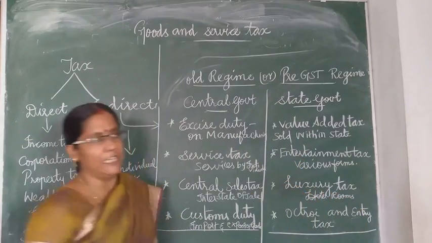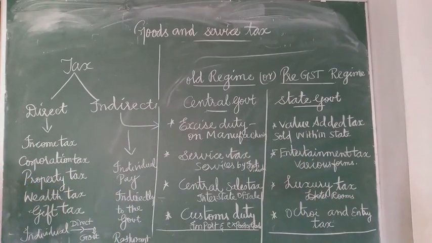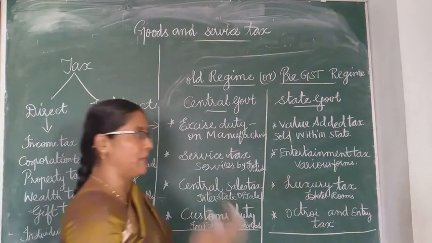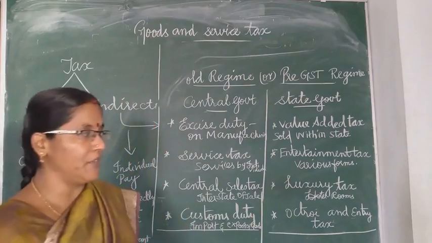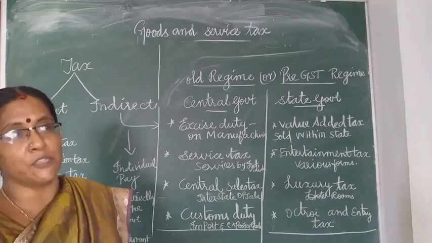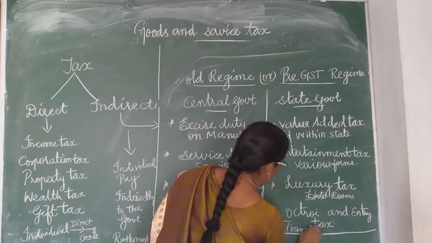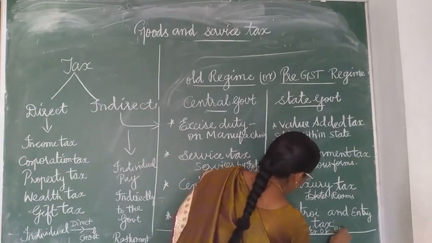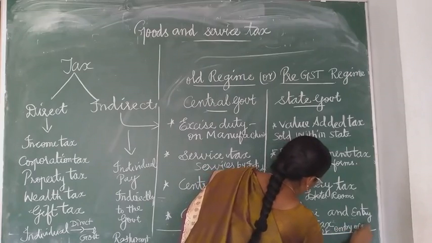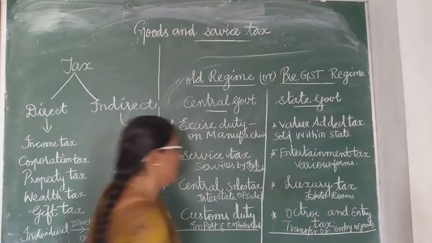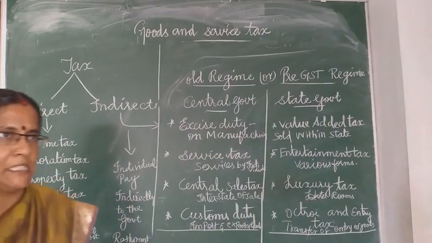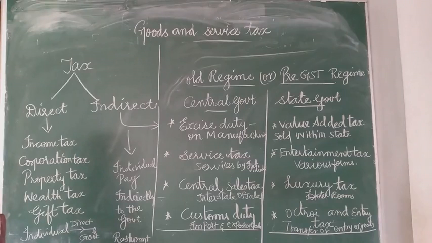Then octroi and entry taxes are imposed on transfer or entry of goods. If we want to transfer goods from one country to another, we have to pay the octroi and entry tax. If goods from another country enter into our country, that also is a transfer or entry of goods. We have to pay these taxes. So these are all the indirect taxes, such as entertainment tax and octroi duty, levied by the state government and the center.